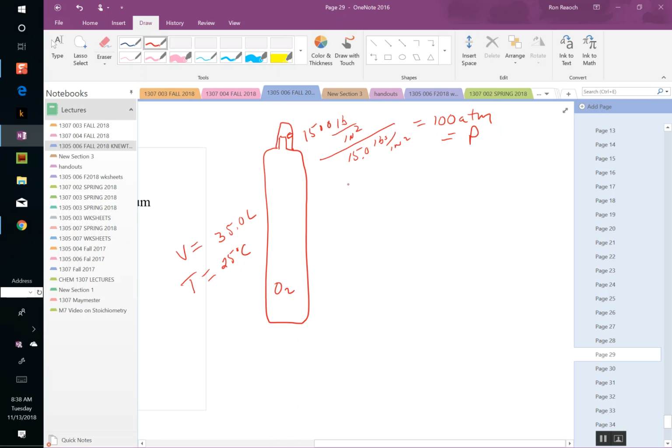And the question is, what weight of oxygen is in this tank? Very good. So what weight of oxygen is in the tank? The unknown really is moles. Find N, and then you're going to need to convert the N to grams.